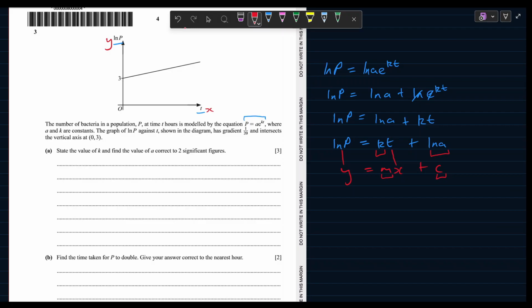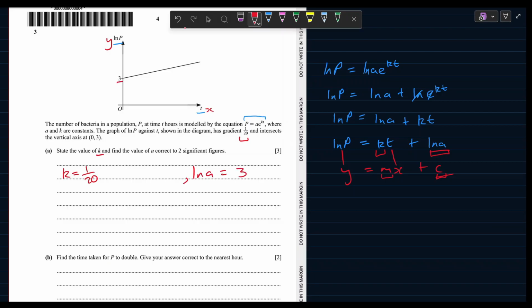So they're saying state the value of k. We've been given the gradient of this line. So k must be the gradient, k must be 1/20. And then we also have to find A correct to two significant figures. Here we can tell that ln A must be the y-intercept. So this means that ln A must be equal to our y-intercept here, which is 3.